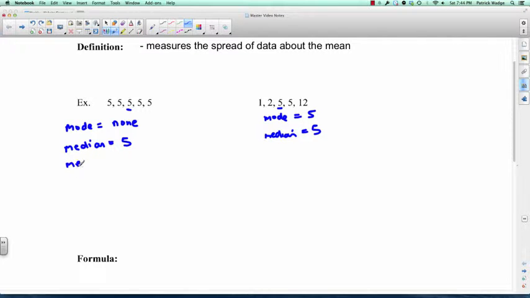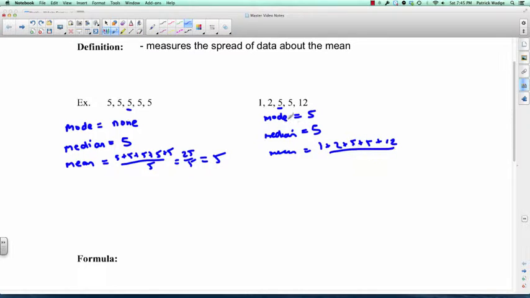Okay, the mean. To get the mean, we add them all up. So 5 plus 5 plus 5 plus 5 plus 5, and then we divide by 5. That's 25 if you add them all up, divided by 5, and you get 5. For this one, the mean is 1 plus 2 plus 5 plus 5 plus 12, divided by how many there are, 5 of them. 1 plus 2 is 3, plus 5 is 8, plus 5 is 13, plus 12 is 25. 25 divided by 5 is 5.